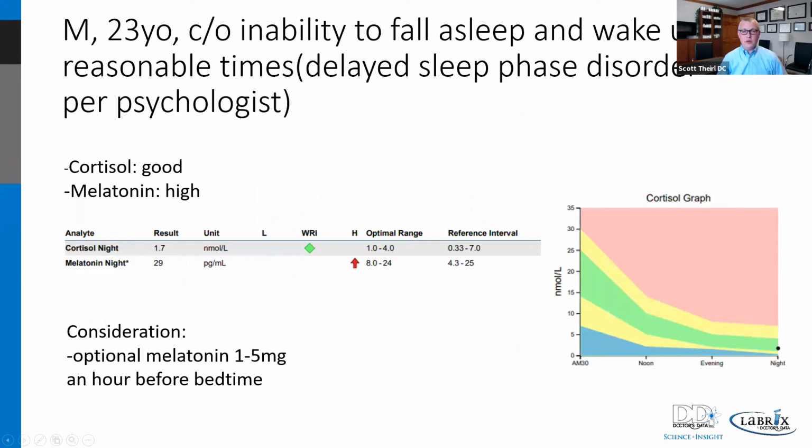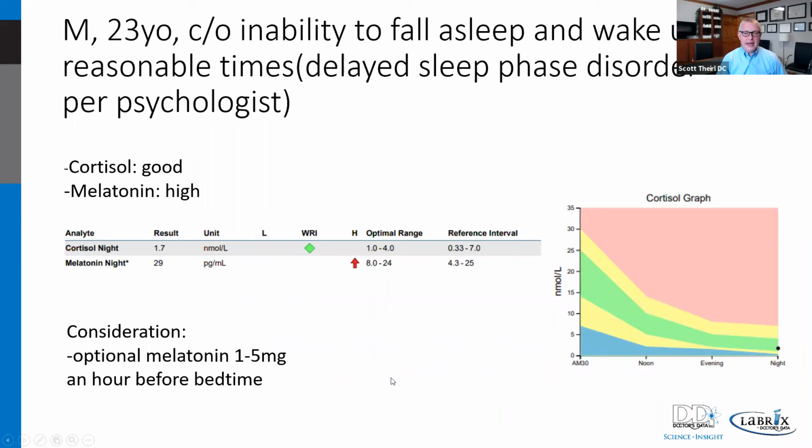Cortisol first, 1.7, optimal range 1 to 4. This is looking nice. It's this little dot down here on the right you want to look at. Where it's in that green range, that's your optimal range. Yellow is the reference interval. We like this. This is cool stuff.